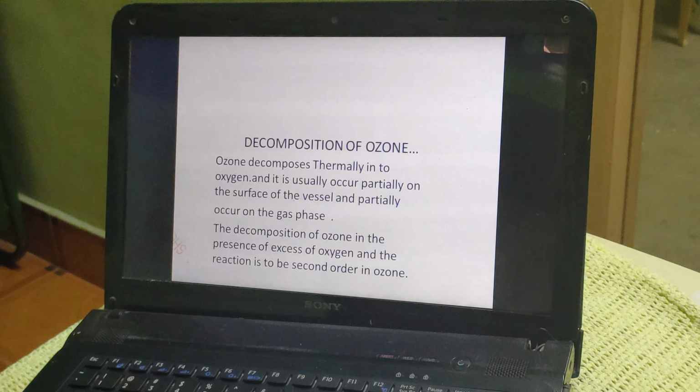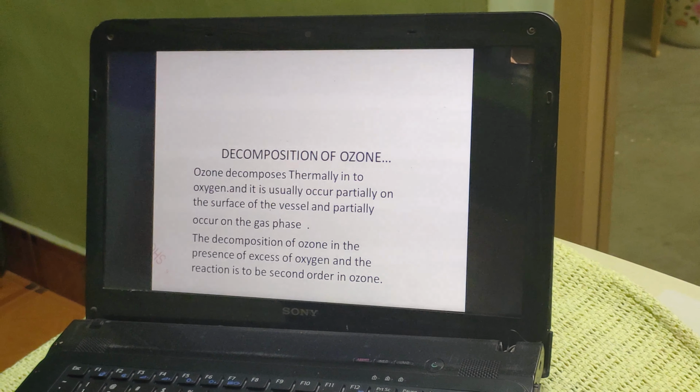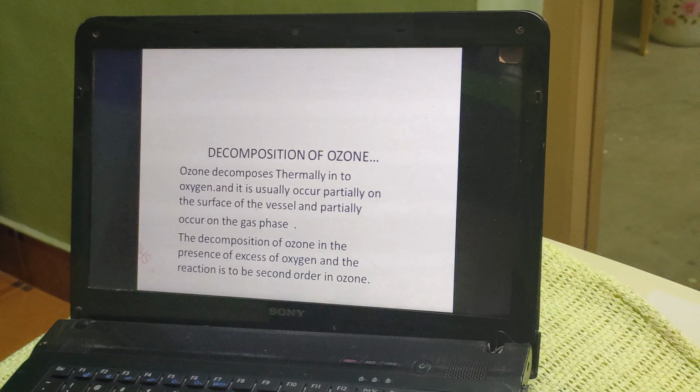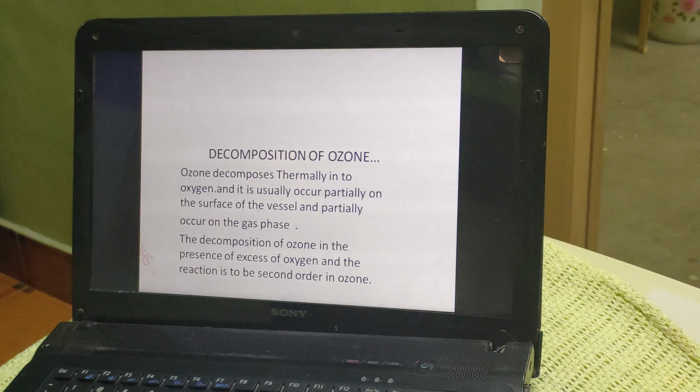Next we discuss the decomposition of ozone. Ozone decomposes on heating to give oxygen, and usually occurs partially on the surface of the vessel and partially in the gas phase. Decomposition of ozone in the presence of excess oxygen is found to be second order in ozone.